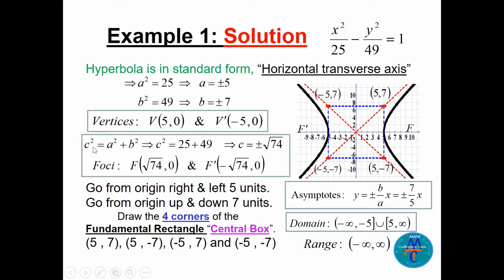Use the formula c squared is equal to a squared plus b squared. The first focus will be square root of 74, 0 on this side. And then on this side, it will be minus square root of 74, 0. These are the asymptotes. Replace 1 by 0. Solve for y. This is the domain, from minus infinity to minus 5, 5 to infinity, closed, and the range is all real numbers.